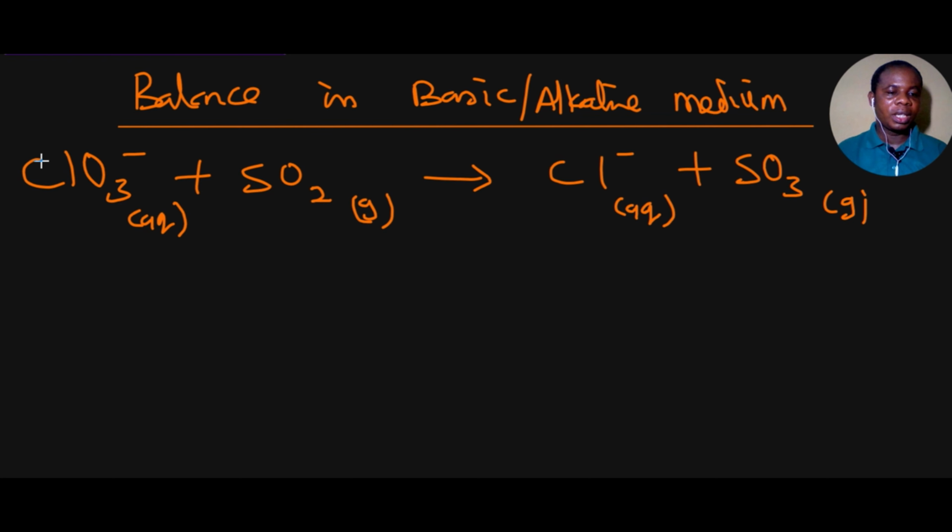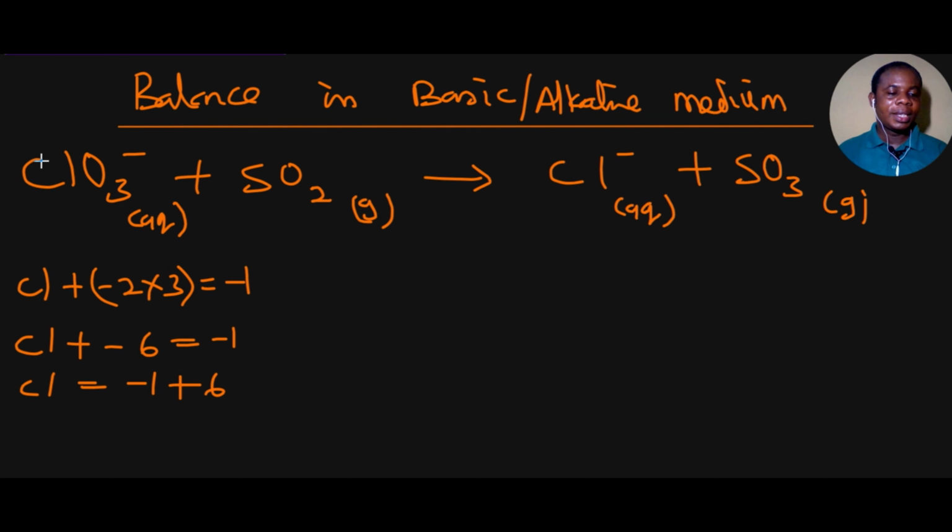The oxidation number of chlorine in chlorate, this is Cl. Do not forget this -2. Cl plus -2 times 3 is equal to -1. So from here, this Cl plus -6 is equal to -1. This Cl is equal to -1 plus 6, and Cl is equal to plus 5. That shows that the oxidation number of chlorine in this chlorate is plus 5. So it's moved from plus 5 to -1.